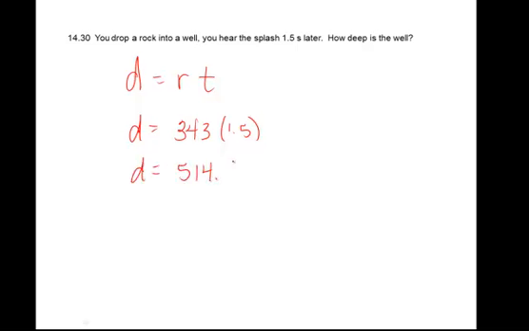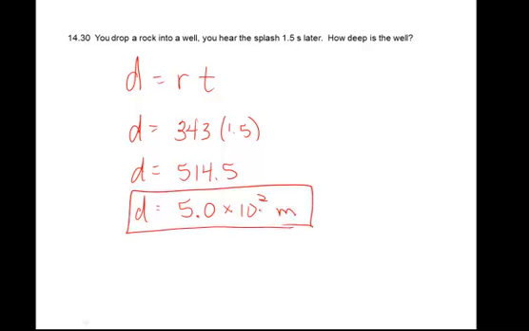Alright, the next one, you hear a rock drop into a well, and you hear the splash 1.5 seconds later, and they want to know how deep the well is. So I'm going to use distance is rate times time. My rate is still the speed of sound, 343, and my time is 1.5. And so my distance is going to be 514.5, and I only get two significant figures, so that's going to be 500. I'm going to have to write it like that so that it has two significant figures.